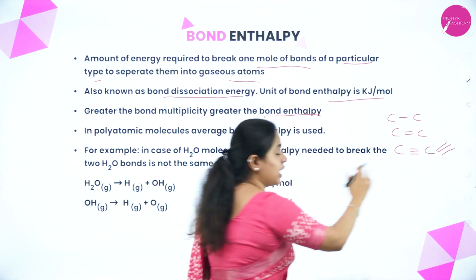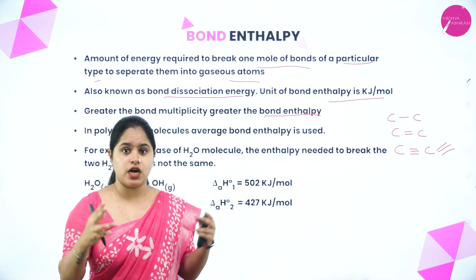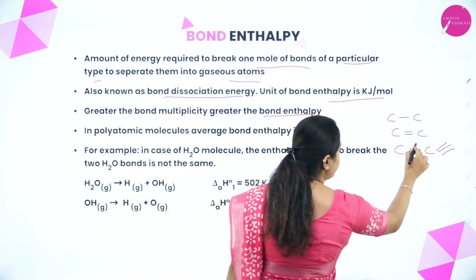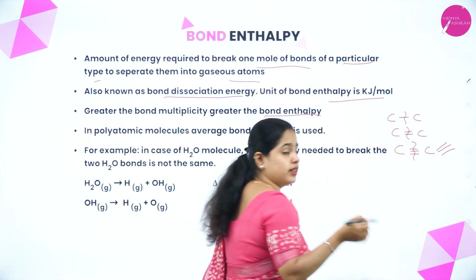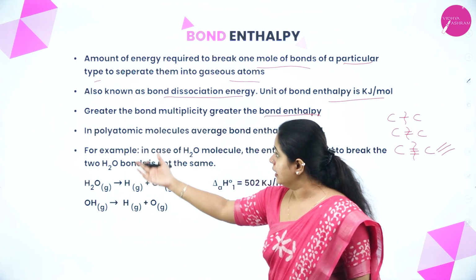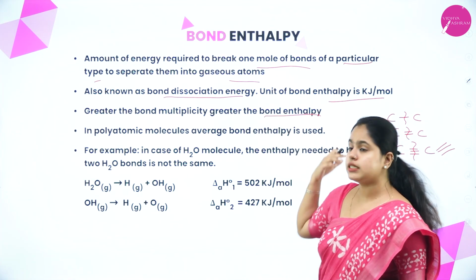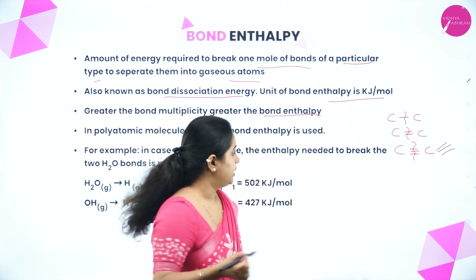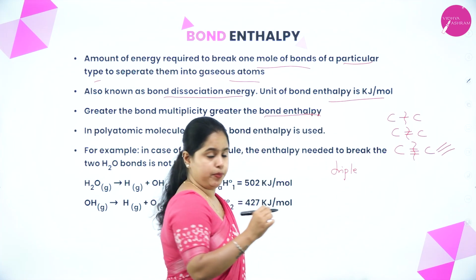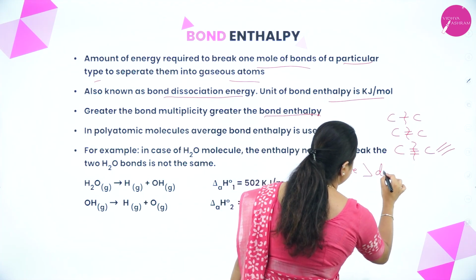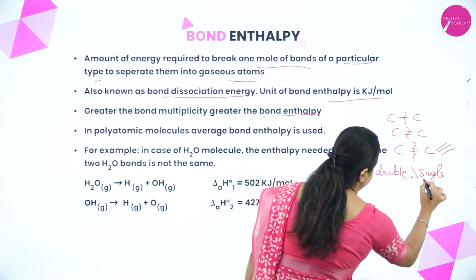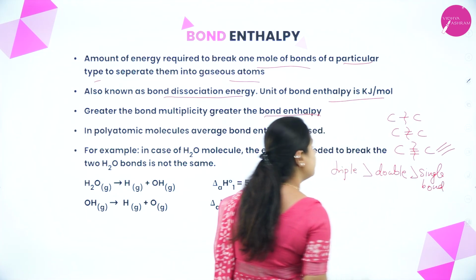This carbon and that carbon, the 2 carbon atoms, are triply bonded. That means more energy is required to break this bond than this. That is what is written here: the greater the bond multiplicity, the greater the bond enthalpy. So triple bond will have the highest bond enthalpy, then double bond, and then single bond. I hope it is clear.